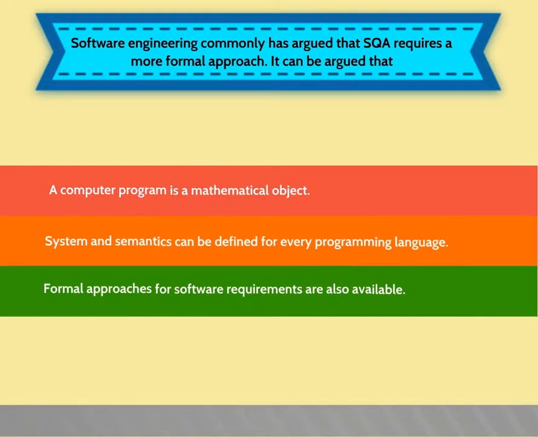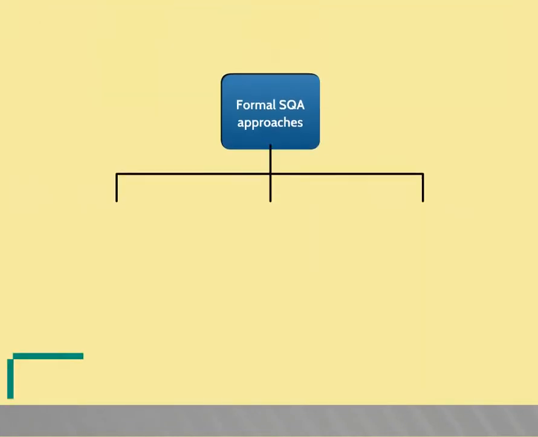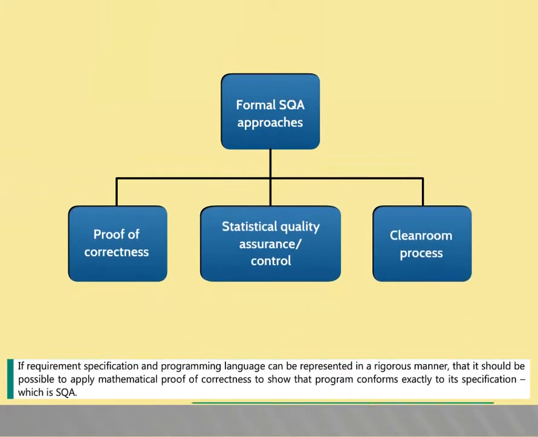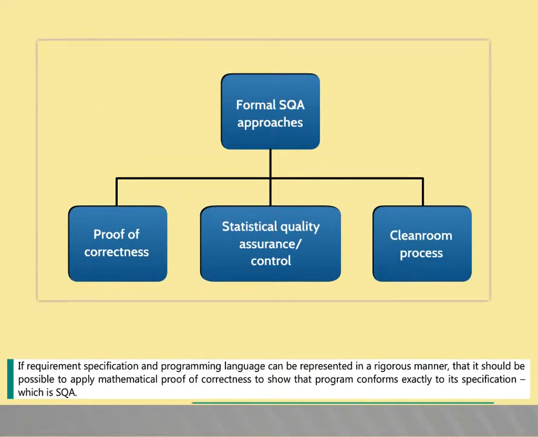Formal approaches for software requirements are also available. If requirement specification and programming language can be represented in a rigorous manner, then it should be possible to apply mathematical proof of correctness to show that a program conforms exactly to its specification, which is SQA.